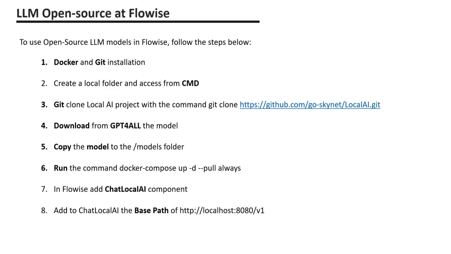Next, we will download open source pre-trained models from GPT4All. On the GPT4All page, we can find various open source models that we might use. Simply download them from the page and then we will copy them into the models folder. After doing this, we will run the docker compose app Flowise command. This way, we will run the project we had downloaded. Once all this is done, we can access Flowise, generate a new chat flow, and add the chat local command to use the open source model we downloaded.